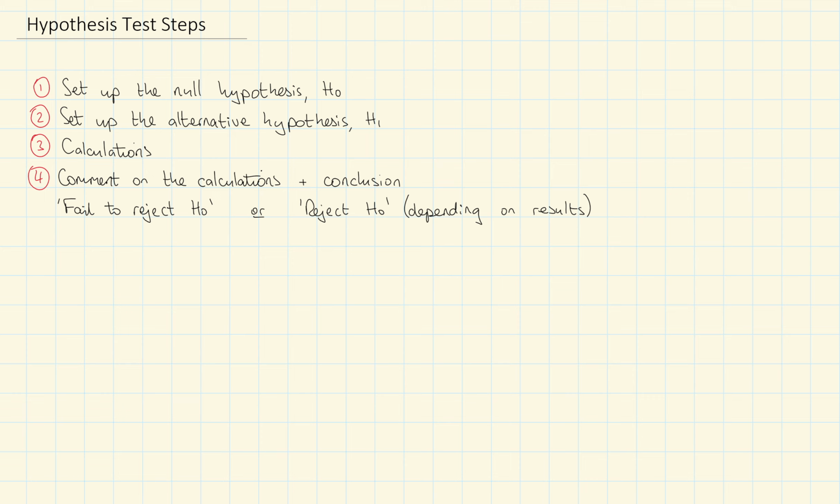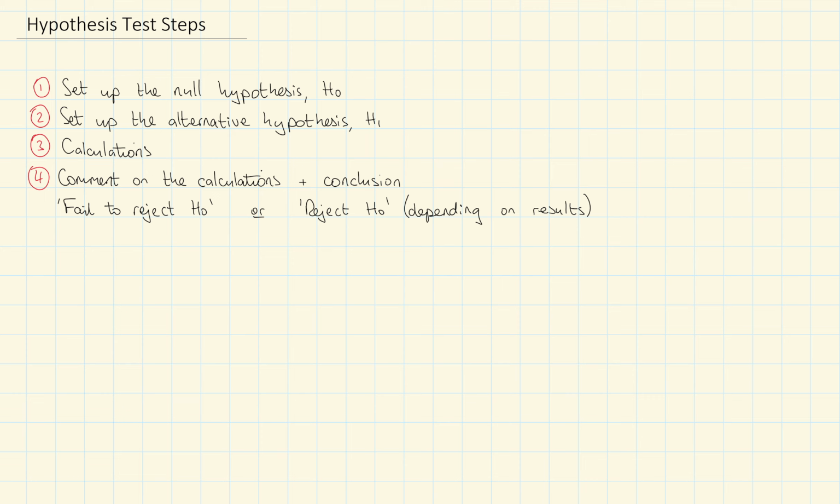Okay, so just a short video on the steps for hypothesis testing. So always step 1, we set up the null hypothesis and we call that H0. Then we have an alternative hypothesis, H1. Step 3, we carry out our calculations, and then our last step, we will comment on the calculations and give a conclusion. And that conclusion is one of two. We either fail to reject the null hypothesis or we reject the null hypothesis, and that just depends on the results that we get in step 3.